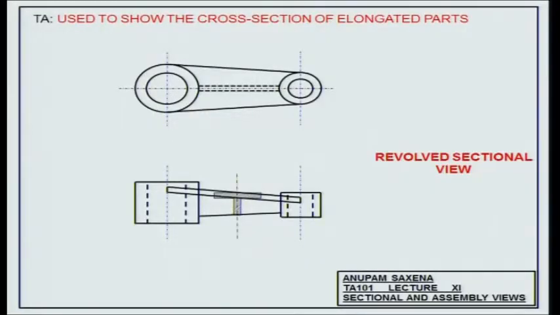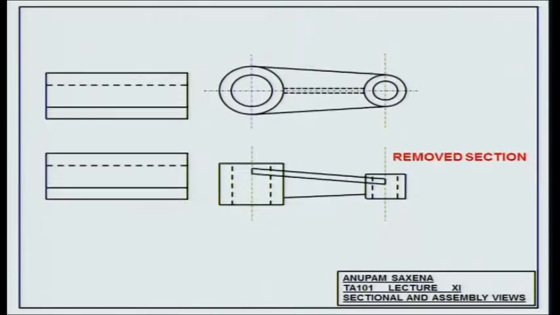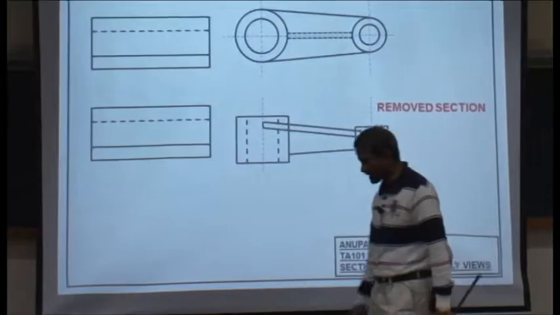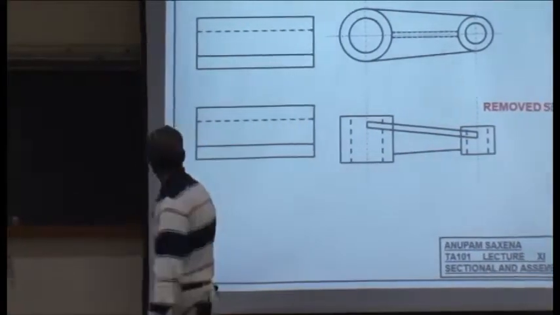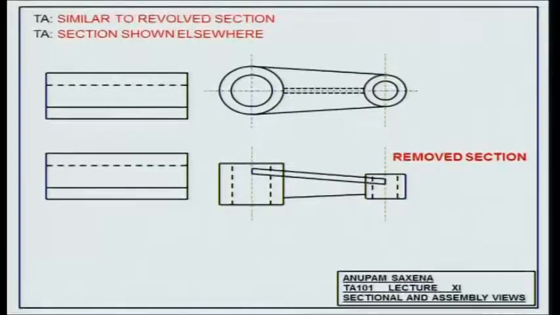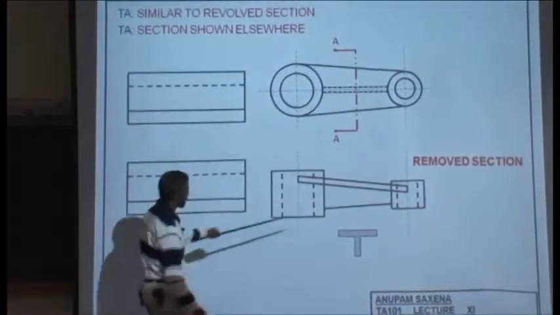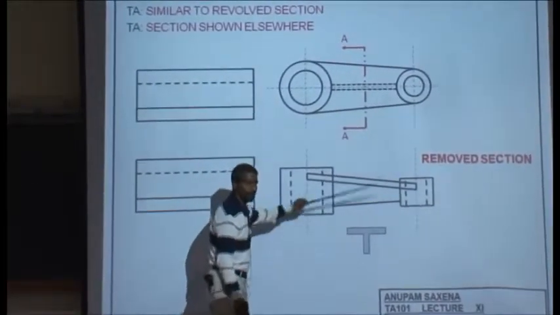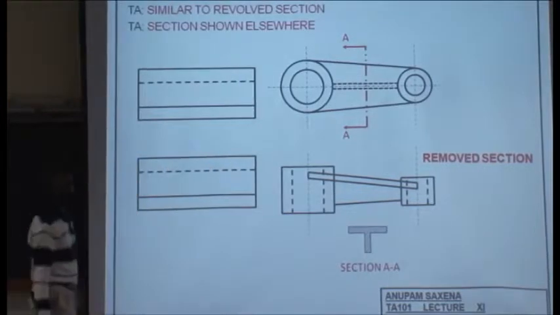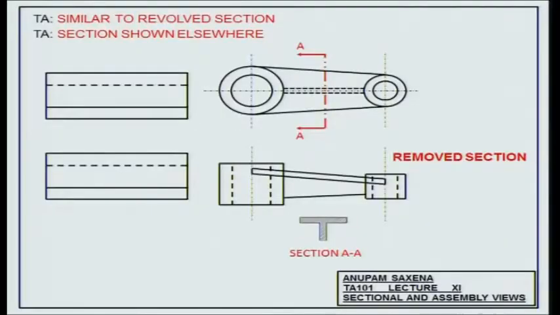Revolved section. Removed section is very similar to the revolved section, just that if you want to show the cross section at any point of the object, show that section elsewhere. Cut the object, go down. Do not show the section within the front view itself, but slightly down or around. Okay? Likewise, for this also.